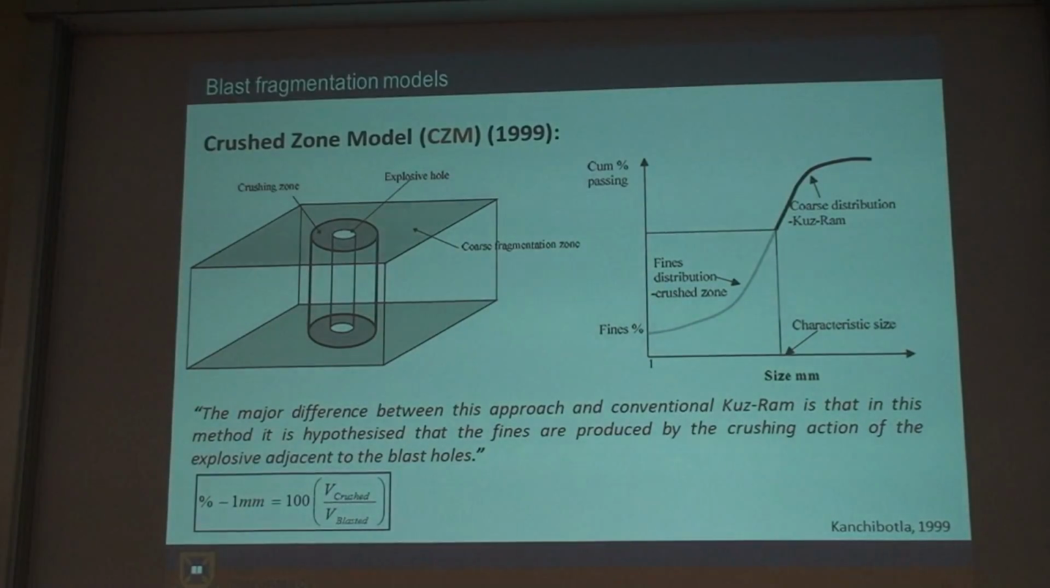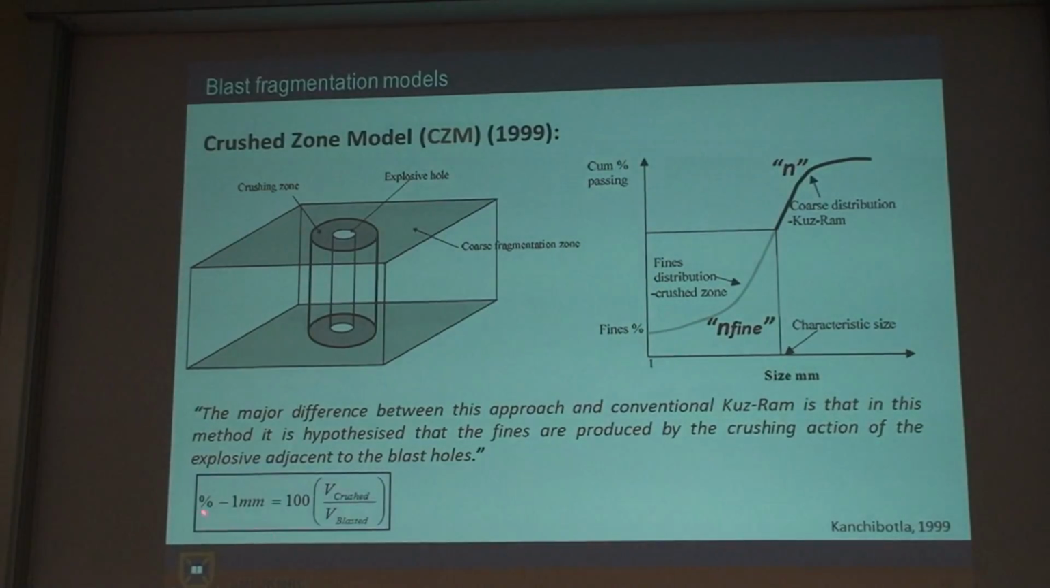The next model is the Kuz-Ram crush model, presented by a contributor. The major difference between this approach and the conventional COSRAM is that in this method it is hypothesized that fines are produced by the crushing action of explosive adjacent to the blast holes. For the coarse part, this model uses the original COSRAM model with the original n value as I explained. And for the fines part, it uses the fines uniformity index.